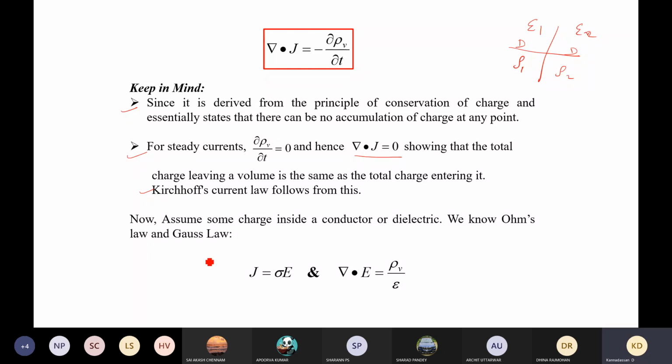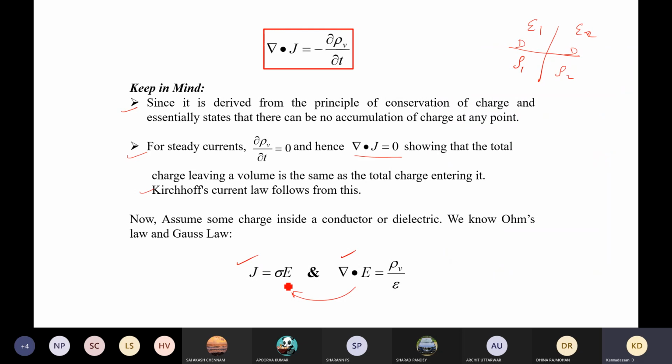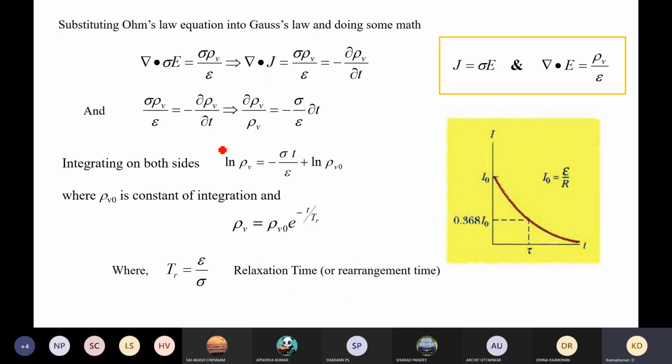Now, we have two important equations. One is Ohm's law, another one is Gauss law. When you substitute one into the other, you will get interesting behavior. So we have J equal to sigma E. If we substitute this equation, let's say equation number 1, into this expression, then you will get del dot sigma E. Since it is a linear material, sigma can be taken out, and we will get sigma del dot E. I believe you can easily understand that. This sigma we can take out since it is a linear material, which means throughout the space we will get the same behavior.